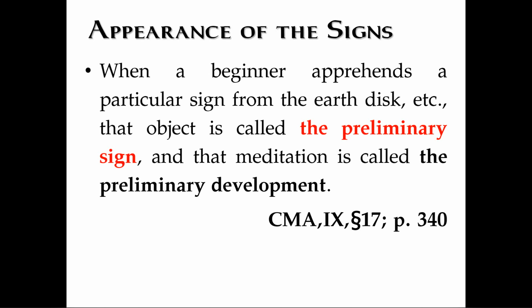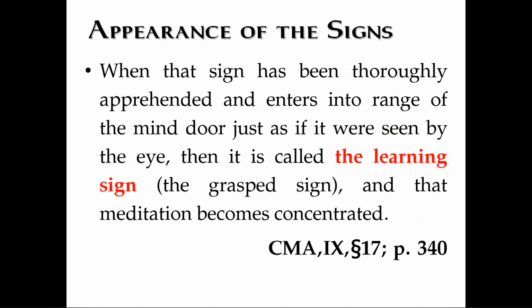So when you are practicing the earth kasina, the earth disc is your preliminary sign. You look at the earth disc. By looking at the earth disc, you cultivate your concentration. When that sign has been thoroughly apprehended and enters into the range of the mind door, it comes into the mind just as if it were seen by the eye, as if you see with your naked eye, but actually you see it in your mind's eye, in your mind. It is called the learning sign. Your mind is trying to grasp it.